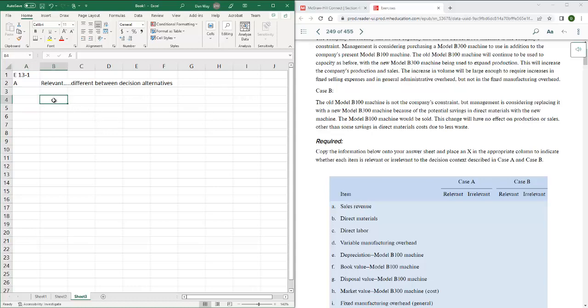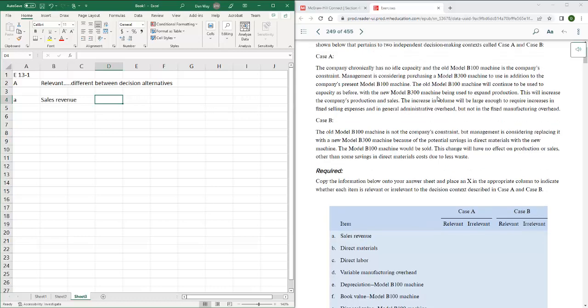So first up, let's go lowercase a then. This is sales revenue. I might as well just jot them all down and then put our decision next to it here. What does it tell us about whether this is going to be potentially different? We're kind of looking for any indication that this should differ if I buy the B300 or I don't buy it. Well, the whole point of the B300 was to expand production, right? It said that would increase the company's production and sales. So yes, this sales revenue is relevant to this particular decision, right? If we plug in the new B300, sales are going up. If we don't, they're not.